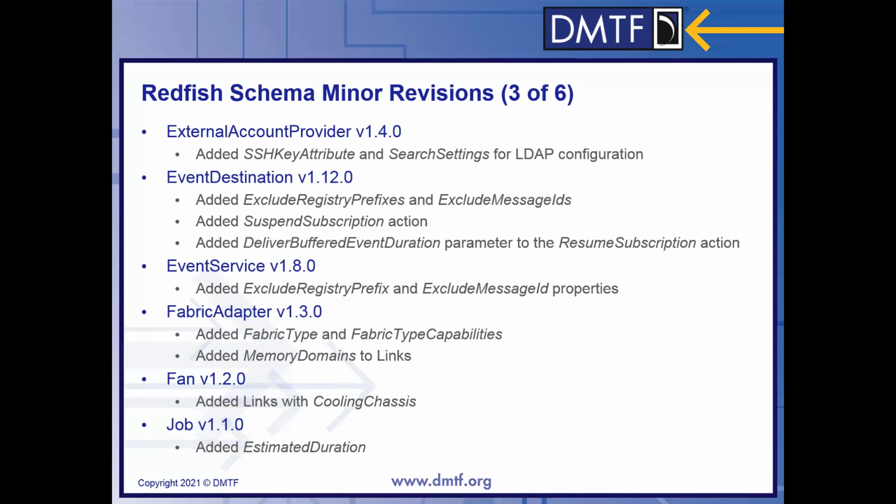Okay, and then moving on, I said external account providers, more SSH pieces there, same as manager account. So event destination, this is where we caught the conflict in the description and the spec and cleared that up. And the additions we made here are in two pieces. Number one was adding two new properties called exclude registry prefixes and exclude message IDs. We wanted to provide an easy button.